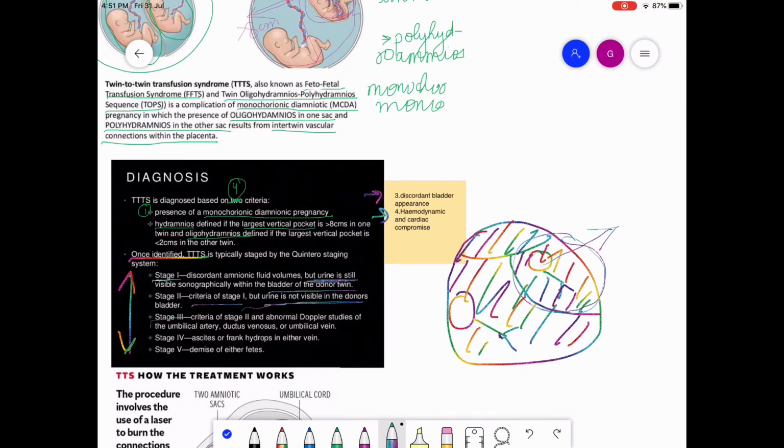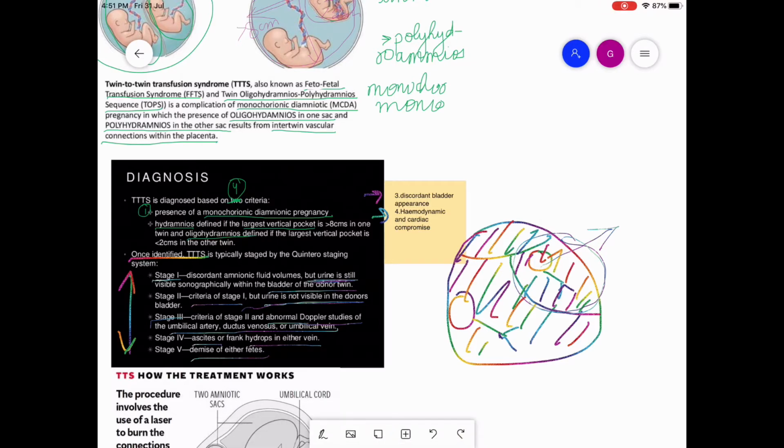Now stage 3 fulfills the criteria of stage 2 plus abnormal Doppler studies of the umbilical artery, ductus venosus or umbilical vein. So this means it is fulfilling the criteria of stage 2, but there are now abnormal Doppler studies. Stage 4 has ascites or hydrops in either twin. In stage 5 there is death of a fetus.